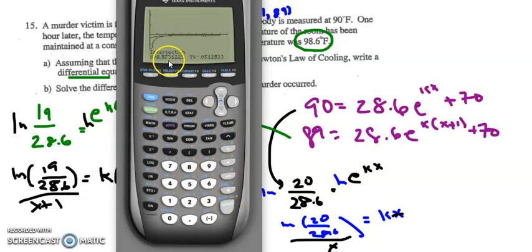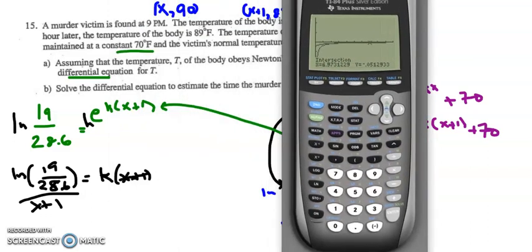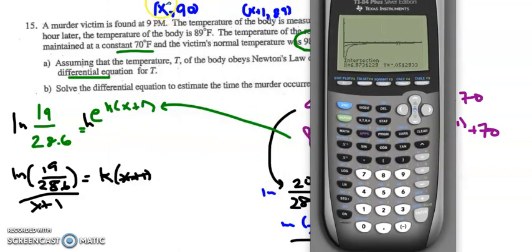6.973. So that means that x equals 6.973. Remember that x is basically how many hours had gone by since the body died, since the murder victim died. And so the answer is going to be 6.973 hours earlier the victim died.